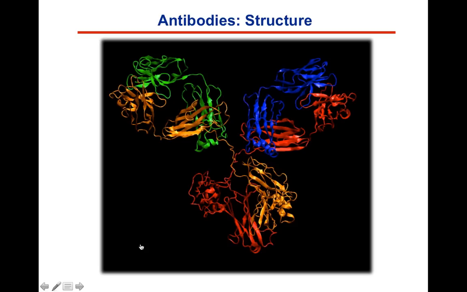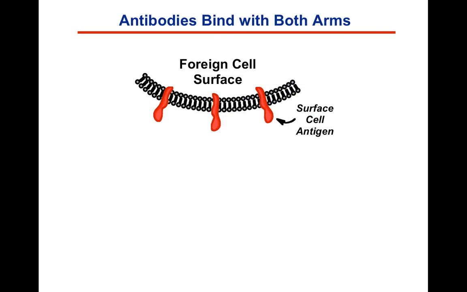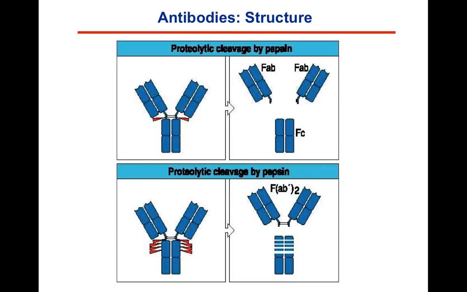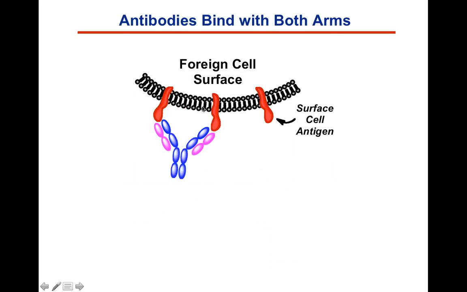Okay, so now let's take a look at how they bind, to make sure we understand. If we have a foreign cell surface with a surface antigen, and an antibody that binds to that antigen, then that antibody, because it's bivalent, is going to be able to bind to two antigens because it can recognize two antigen determinants simultaneously. And so an antibody, in its simplest form, is by definition bivalent and can do that.